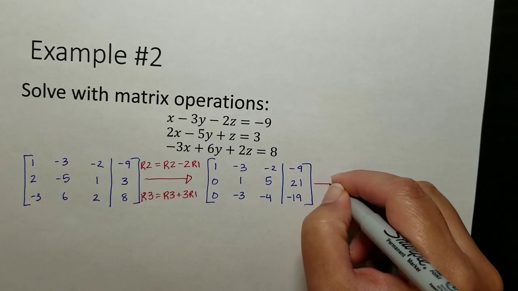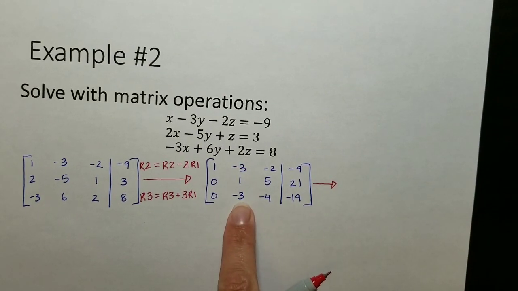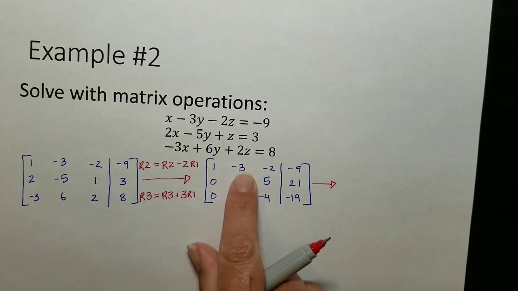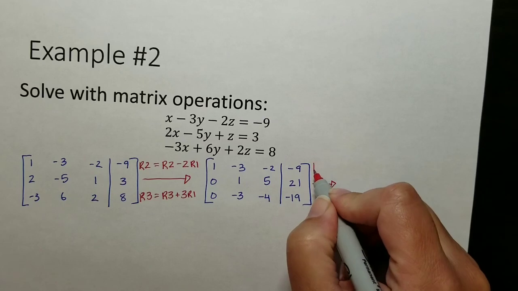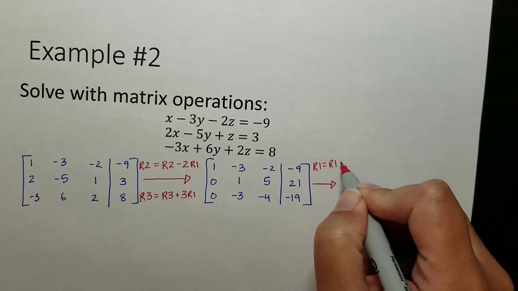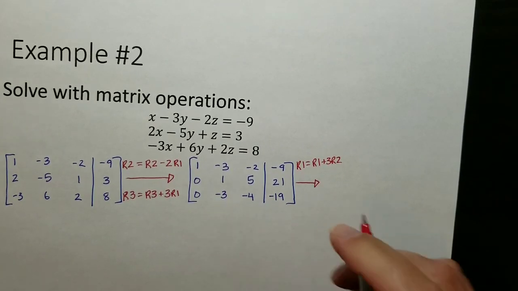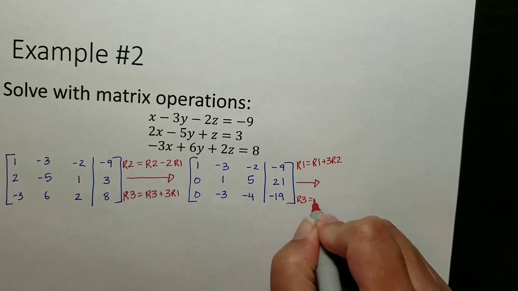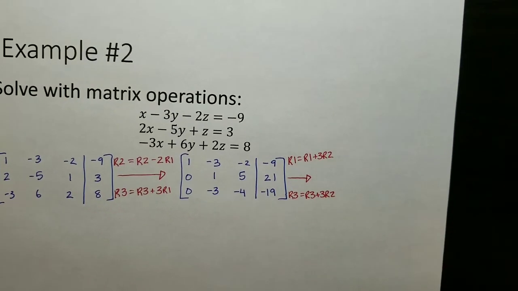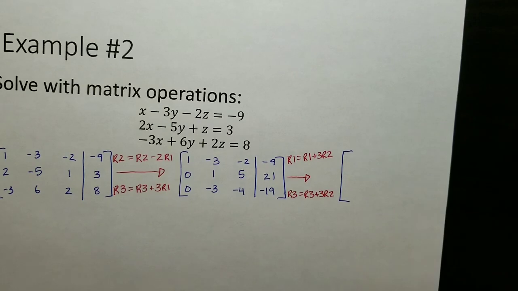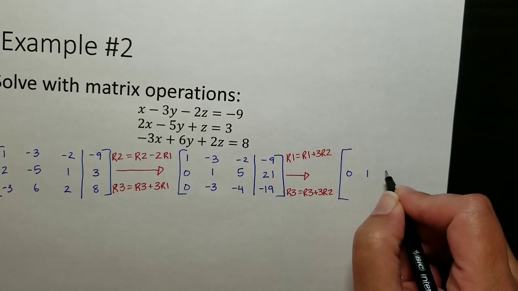So I'm going to go to step 4, which is to get zeros in the rest of that column. So here, this -3, I have to add 3 1s to make that a 0. So row 1 equals row 1 plus 3 row 2s. And it's going to be the same thing here. Row 3 equals row 3 plus 3 row 2s. And we'll go through and add those guys up. So row 2 is going to stay the same. We're not doing anything to that one.